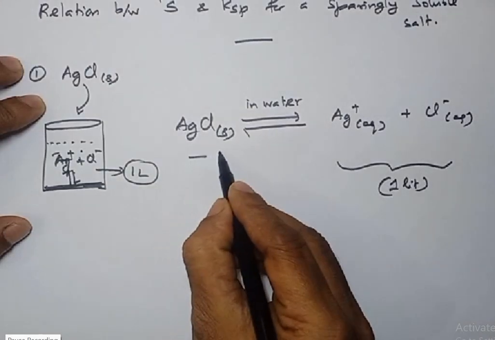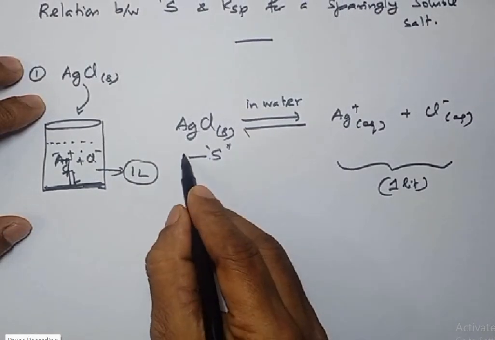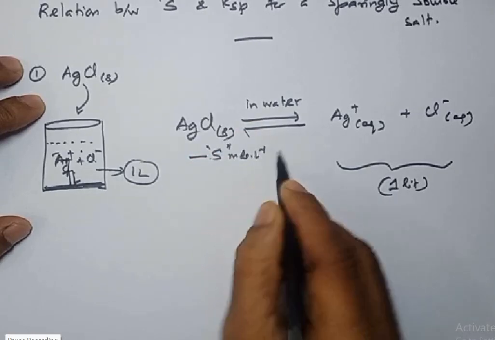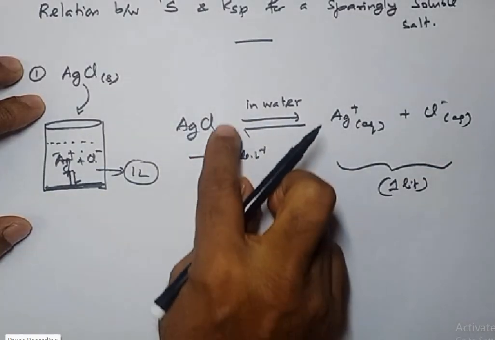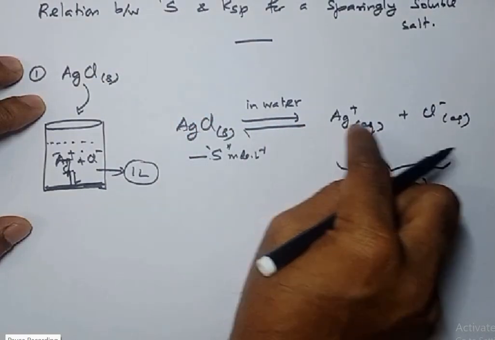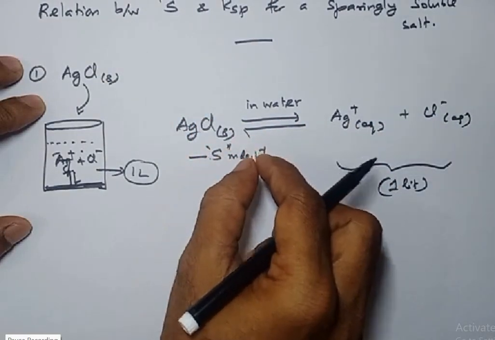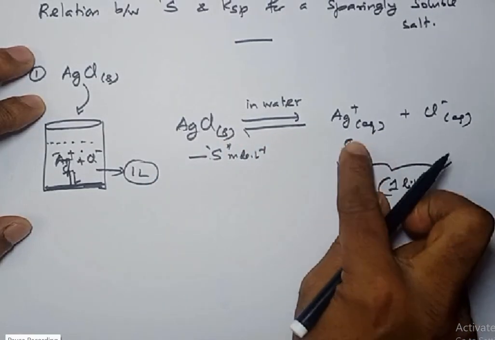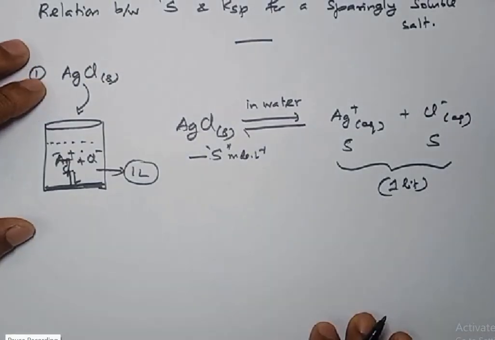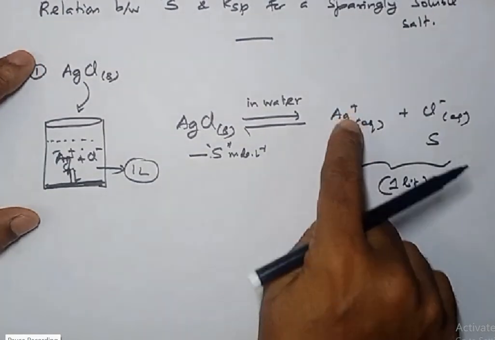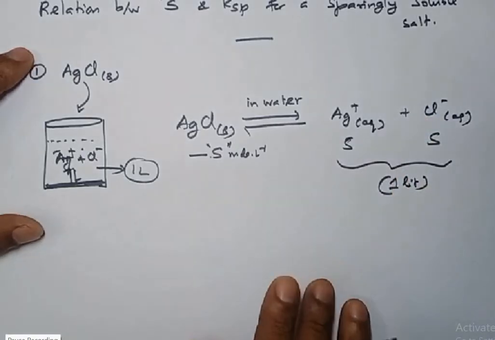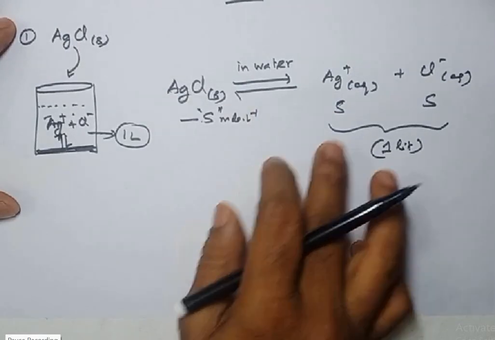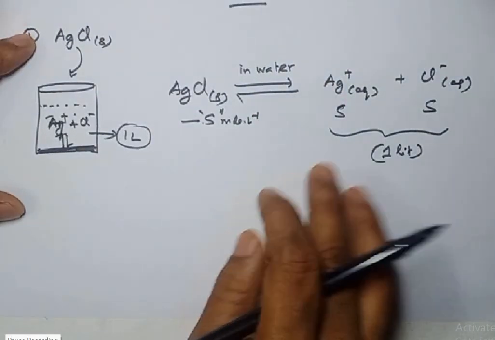So from this excess solid, some S moles per liter is dissolved. If one molecule dissociates, I will get 1 silver ion and 1 chloride ion. Now S mole per liter is dissociated, so I will get S mole per liter of silver ion and S mole per liter of chloride ion. This is the concentration of silver ion and this is the concentration of chloride ion. Now, first we will write the equilibrium constant, then we will substitute the solubility.